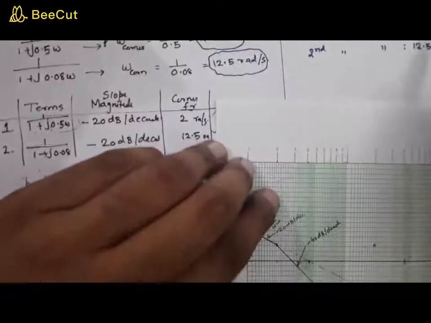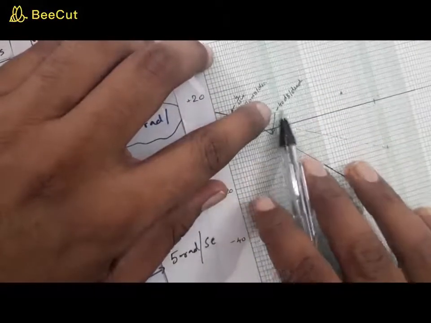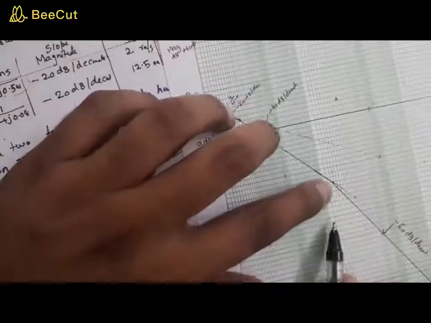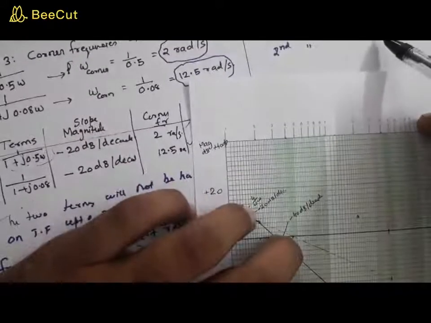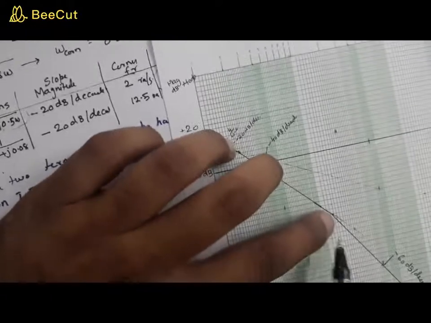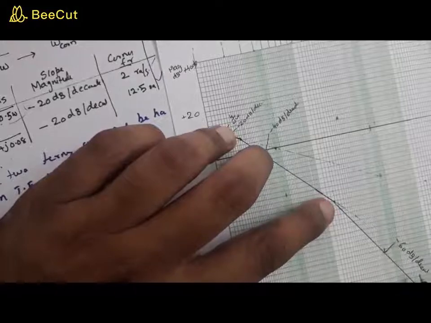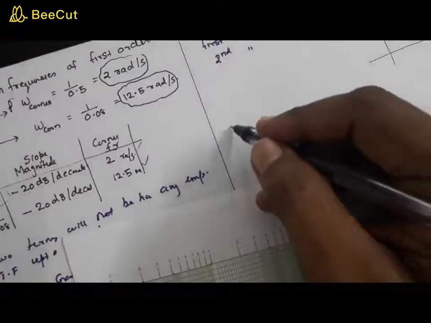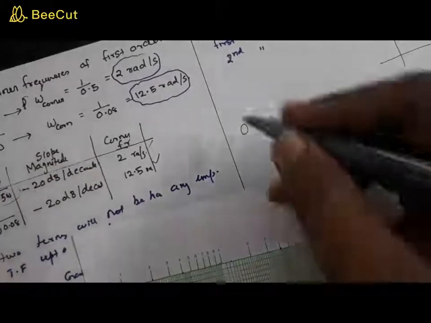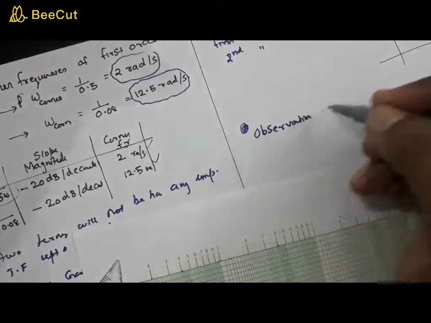Now at 2 radians per second, the first corner frequency came. Because of that, it offered a minus 20 dB. So cumulatively, that becomes minus 40. And after 12.5 radians, then again comes the second corner frequency. Because of the impact, it is already having a minus 40, and cumulatively that becomes minus 60 dB per decade. Okay, now this is it. Now this plot is what is called the magnitude plot. Now let us see some of the important observations from the magnitude plot.